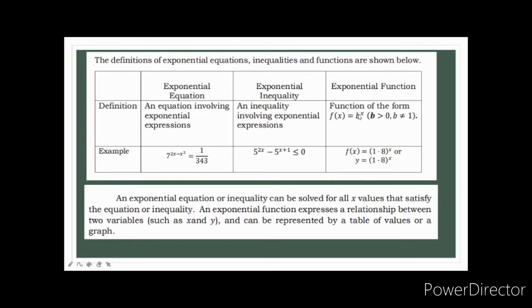For the exponential function, the definition: a function of the form f of x equals b raised to x, where b is greater than 0 and b is not equal to 1. Example, f of x equals 1.8 raised to x, or y is equal to 1.8 raised to x. Take note, our b here, which is 1.8, is greater than 0 but not equal to 1. So this is an exponential function.